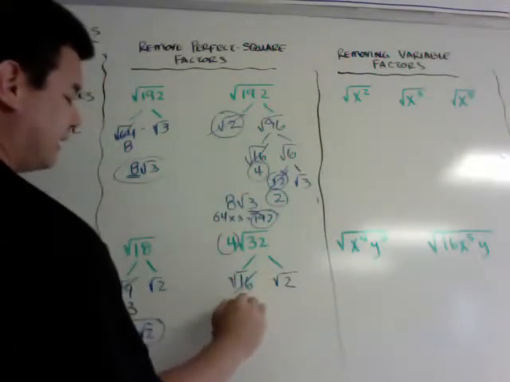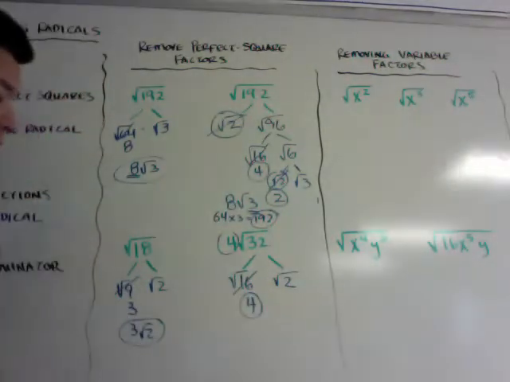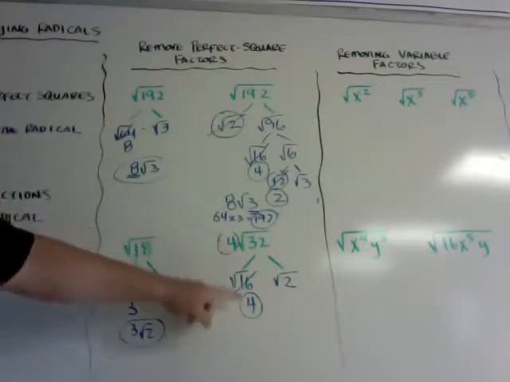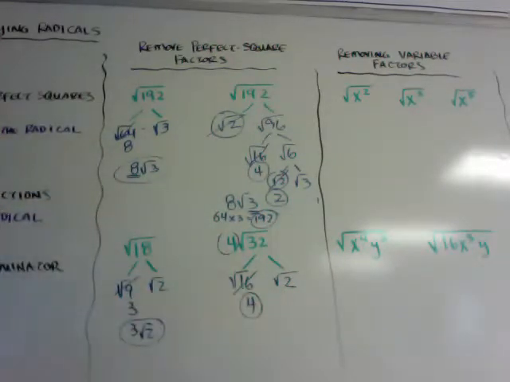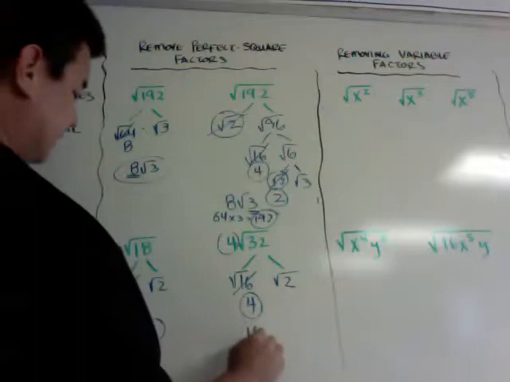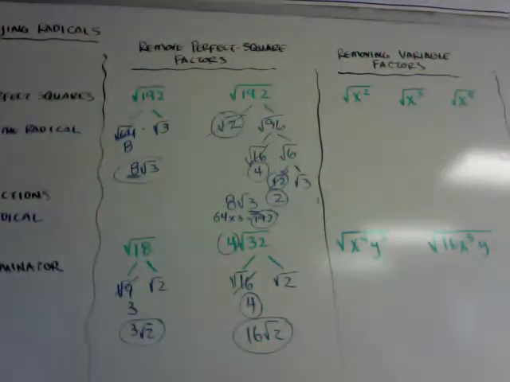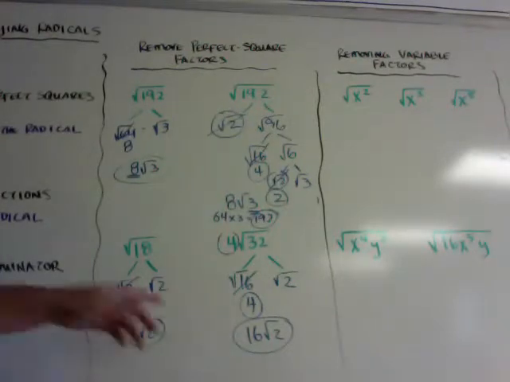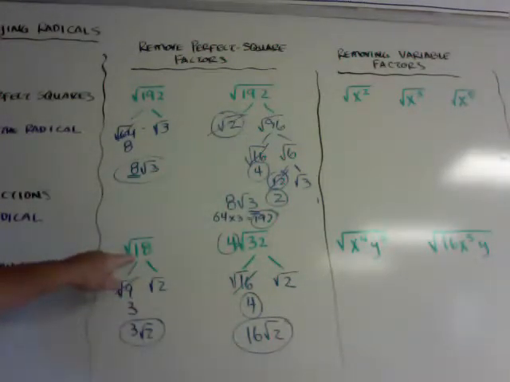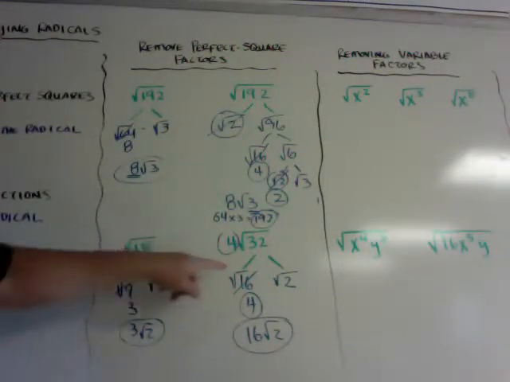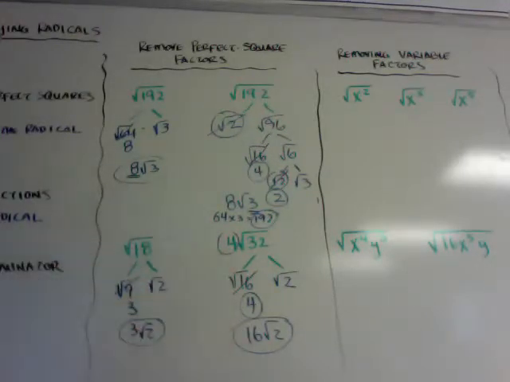So I can break this down to 4. And so now it's saying 4 times radical 2. So my answer would be 16 radical 2. Okay, that one, the check is kind of difficult because in this case there's only a number under the radical, whereas with this 4 on the outside, it's hard to do that check there.